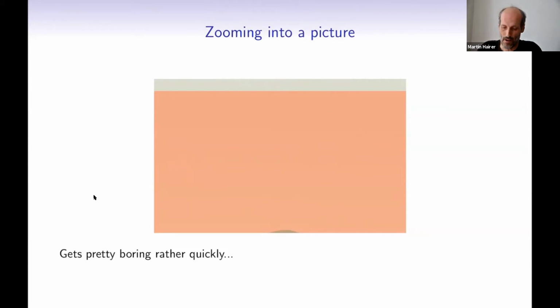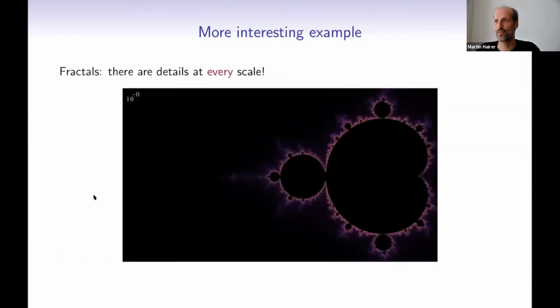On the other hand, there are some pictures that show up naturally in mathematics that have a much more interesting behavior when you zoom in. So this here is a picture of what we call a fractal. And this is probably one of the most famous fractals, which is called the Mandelbrot set, which was discovered by Mandelbrot in the late 60s.